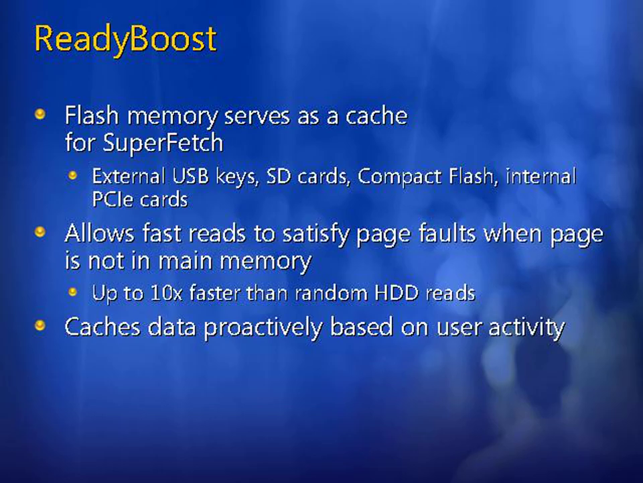So once a ReadyBoost enabled device is plugged into the computer and configured, Superfetch says, okay, I've got a cache. I'm going to fill that proactively with data that the user is likely to need. So I plug in my 512 meg key that I've decided to use the whole thing for cache, and we fill up 512 megs of data. Well, that's not really true. We fill up a gig of data because we compress. So we now have a gig of pages that the user is likely to use.